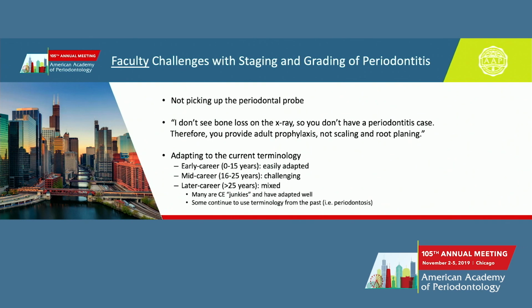Now let's talk a little bit about faculty challenges here. Probably the number one challenge is not picking up the perio probe, which happens not infrequently here. Or they may say, I don't see the bone loss on the x-ray. You don't have a periodontitis case. Therefore, you do scaling or adult prophy, not scaling and root planing.